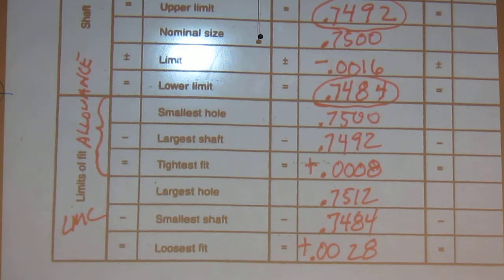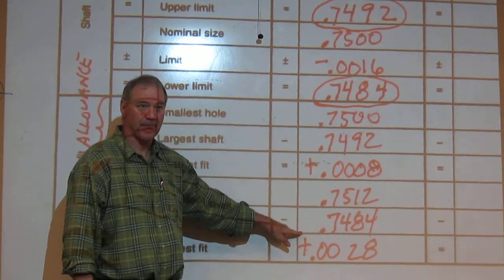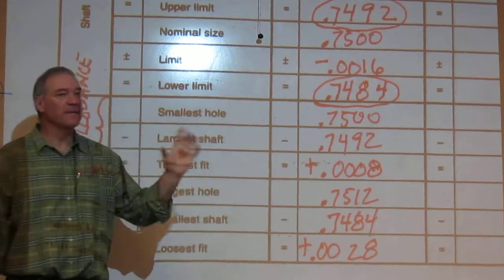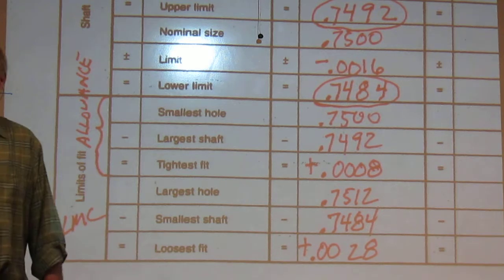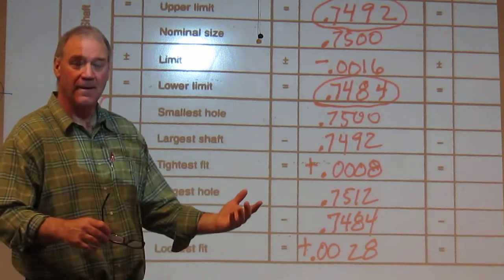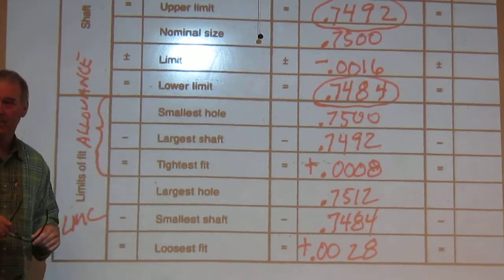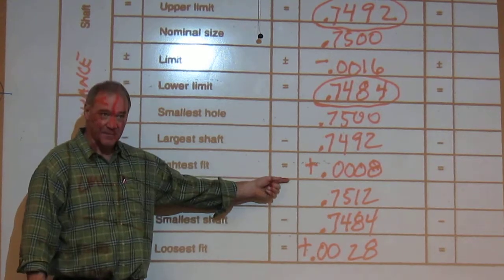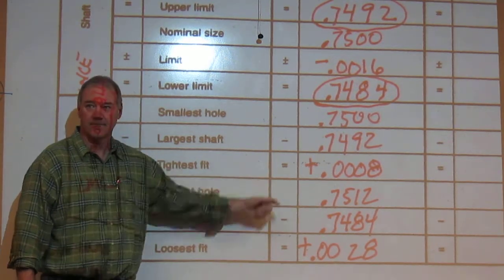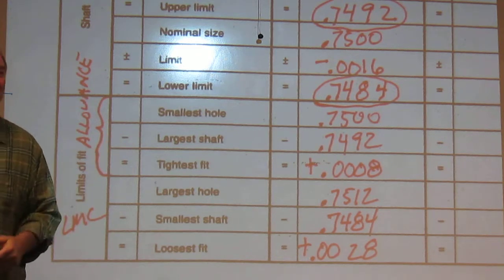If I'm doing a clearance fit, both of these better be positive. If I'm doing an interference fit, what do you think both those answers are going to be? Negative. If I'm doing a transition fit, I will get a positive and a negative. Least material condition would be positive. Maximum material condition would be negative. For a transitional fit, remember, it can be both. In fact, it has to be both.